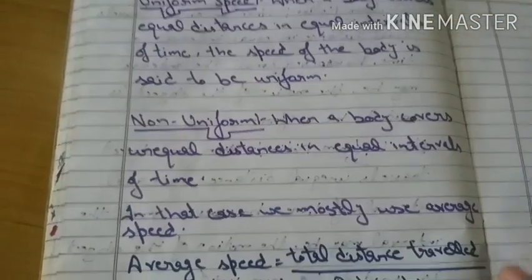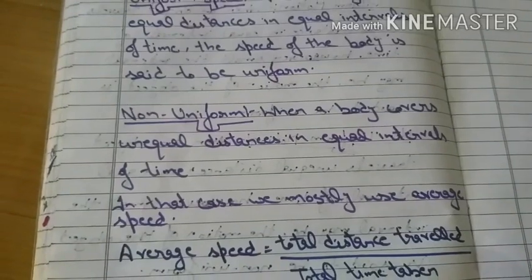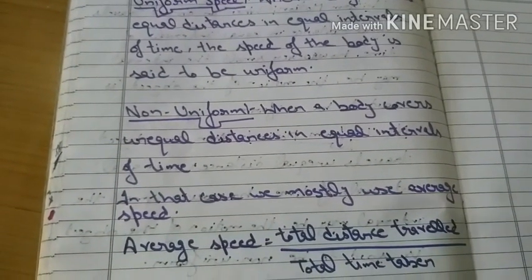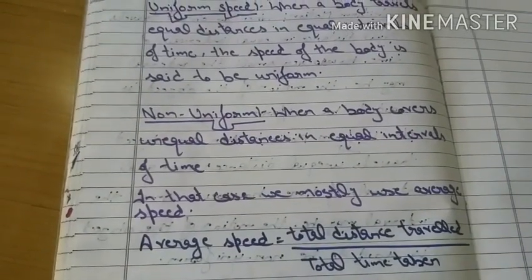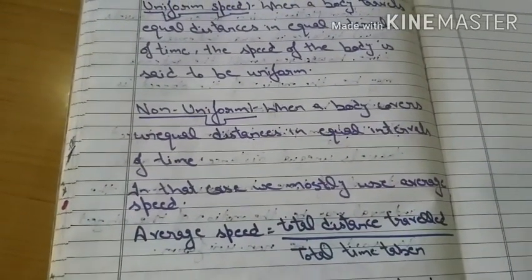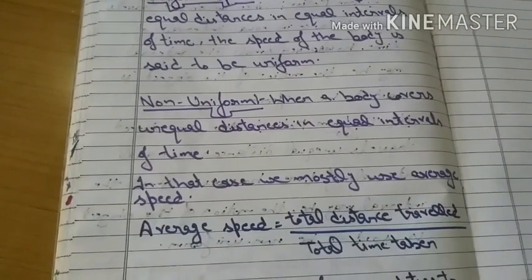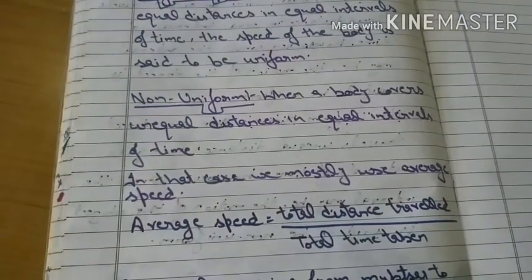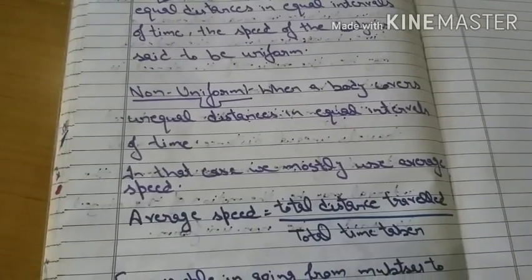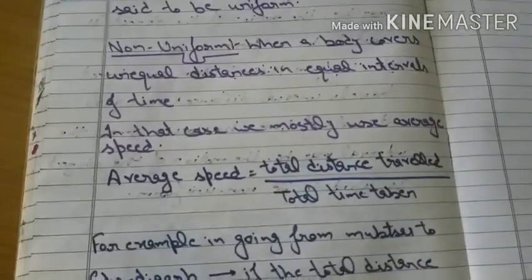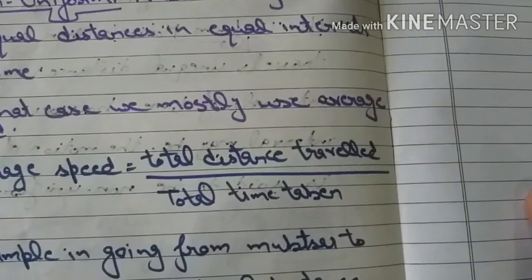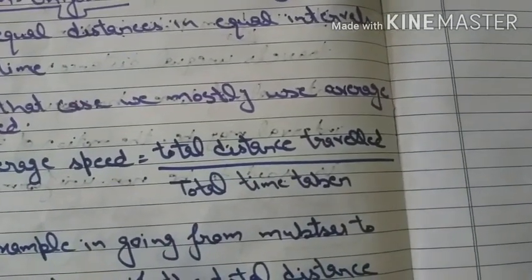And what is meant by non-uniform speed? When the body covers unequal distance in equal intervals of time, in that case, the speed of the body is said to be non-uniform. So in non-uniform motion or non-uniform speed, we mostly use the term average speed. And what does this mean? Average speed is equal to total distance traveled upon total time taken.